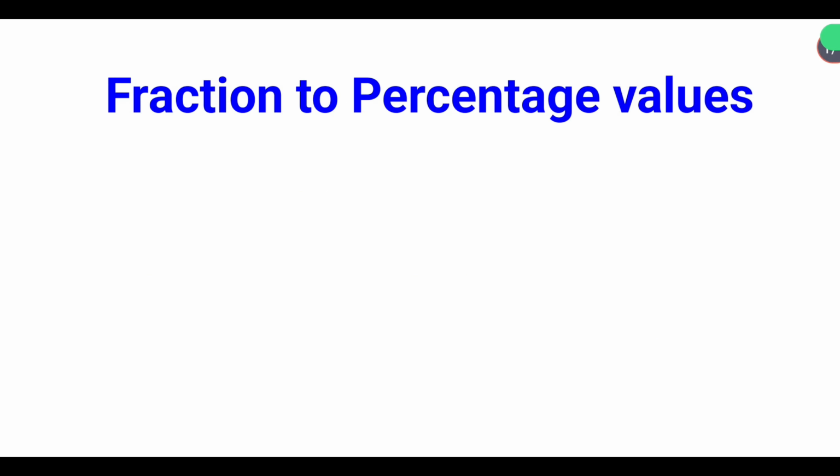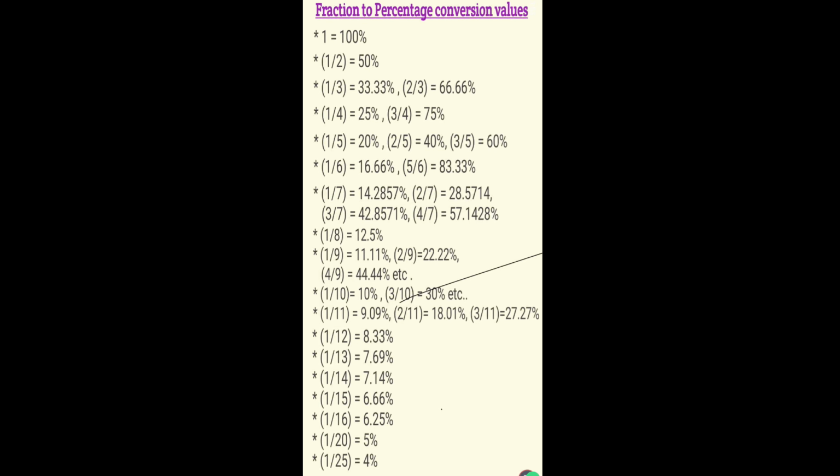Guys, before solving percentage based problems, you need to know some fraction to percentage conversion values so that you can solve percentage based questions quickly. These are some fraction to percentage conversion values. 1 means 100%, half means 50%, 1 by 3 means 33.33%. Like that, 2 by 3 means just multiply 33.33 by 2, that is 2 by 3 is 66.66%.